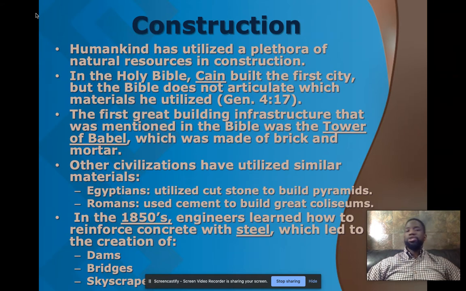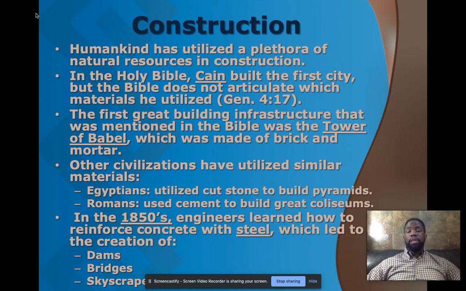There will be a question asking you which element did the Egyptians utilize in order to build their pyramids? And also the Romans. They are credited for the utilization of cement in order to build the great colosseums and palaces that their emperors would reside in. We're going to unpack that a lot in next year's study of world history dealing with the Roman Republic as well as the Roman Empire. Okay, so make sure you mark that down.